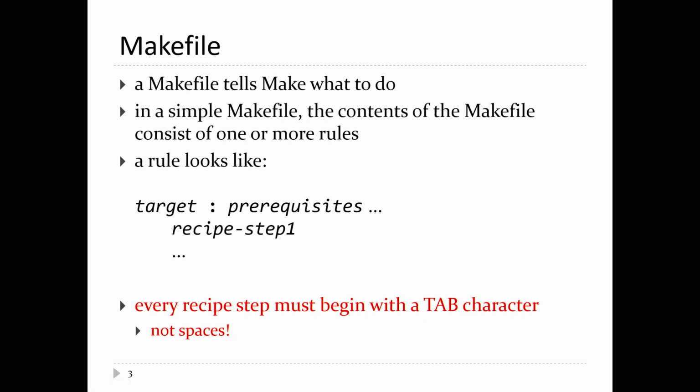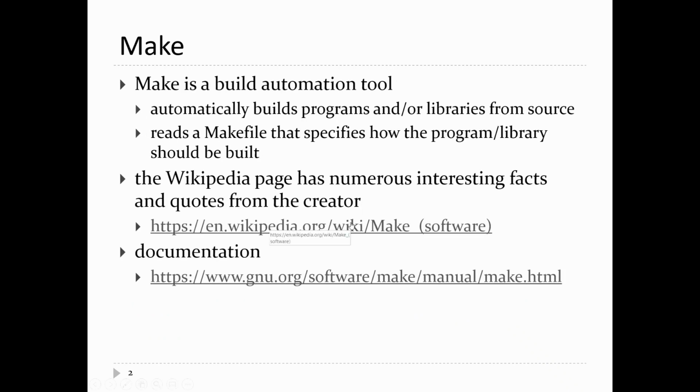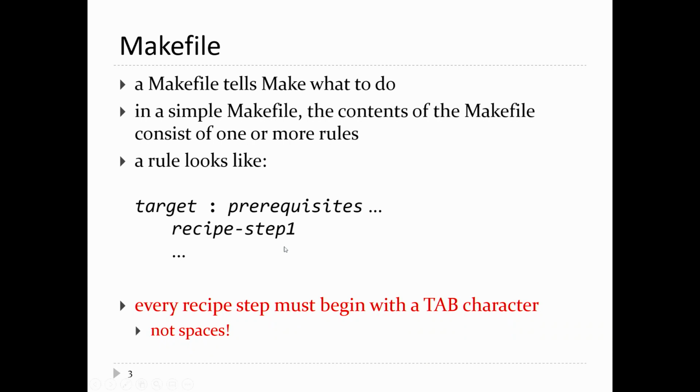On the next line, there's a tab right there. That has to be a tab. So the stuff in red, that's important. Every recipe step has to start with a tab, not spaces. If you put in spaces here, make won't work. It won't actually run the recipe. I think it actually says there's an error. If you read the Wikipedia page, there's a comment about the tab. It's called probably the worst mistake that's ever been made. Putting a tab there turns out not to be a good idea because everybody puts in spaces and then they realize it doesn't work.